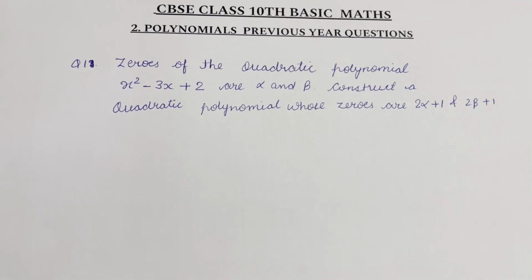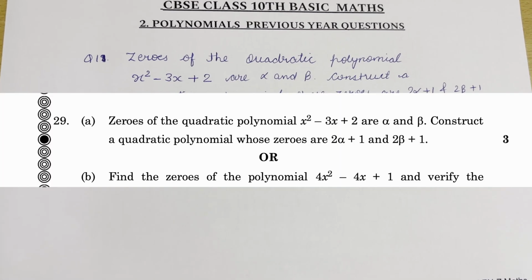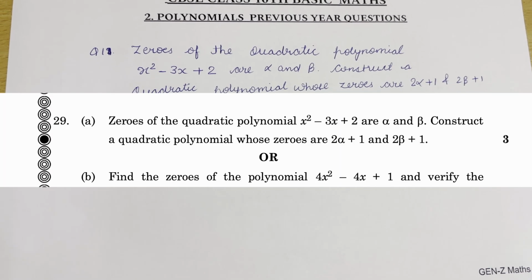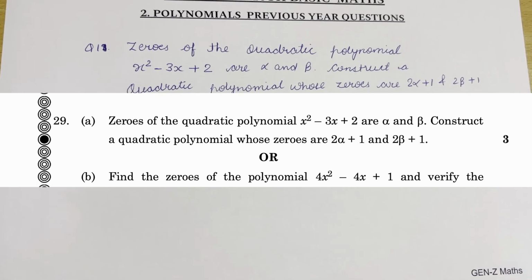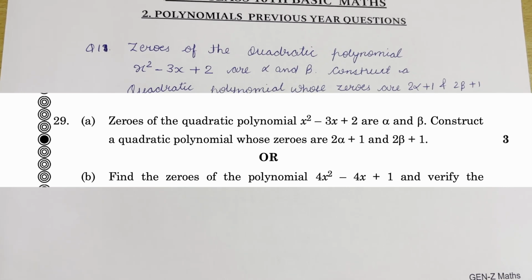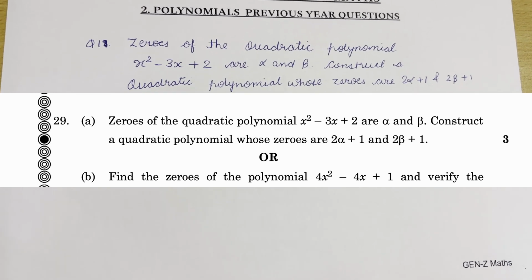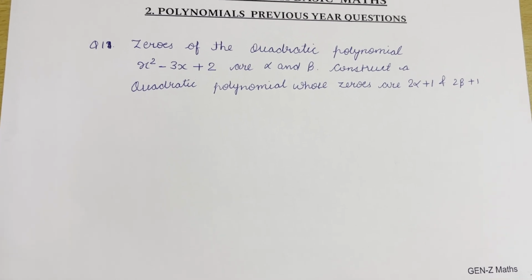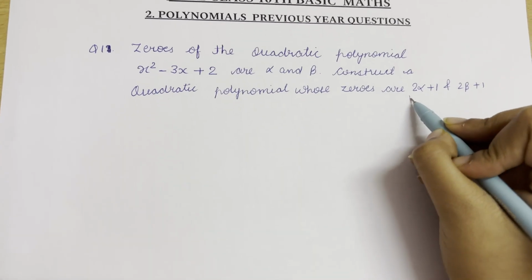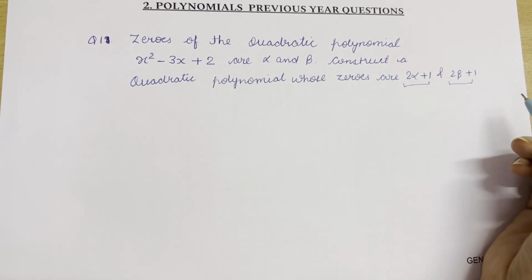Moving to another 3 marker question. This question says the zeros of the quadratic polynomial x square minus 3x plus 2 are alpha and beta, and we are asked to construct a quadratic polynomial whose zeros are 2 alpha plus 1 and 2 beta plus 1. So first of all, we need to find the value of alpha and beta, so that we could find these two zeros as 2 alpha plus 1 and 2 beta plus 1.